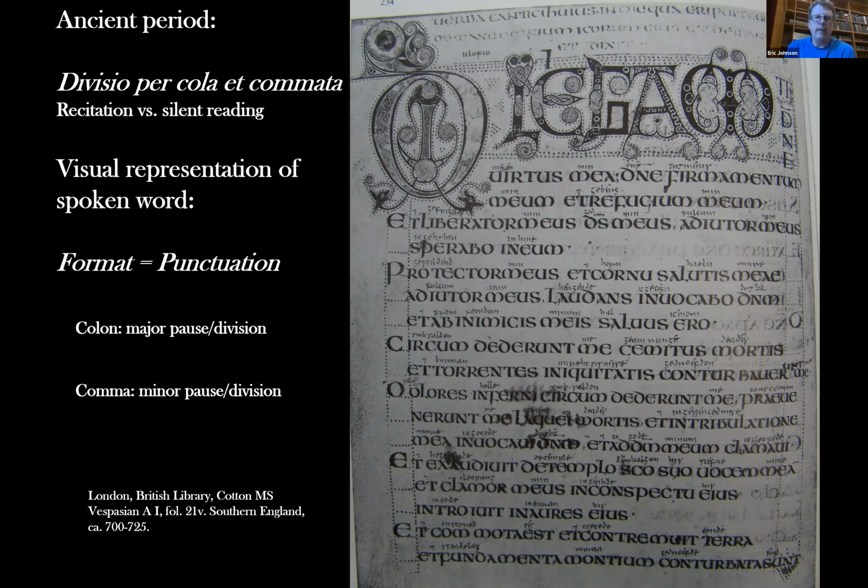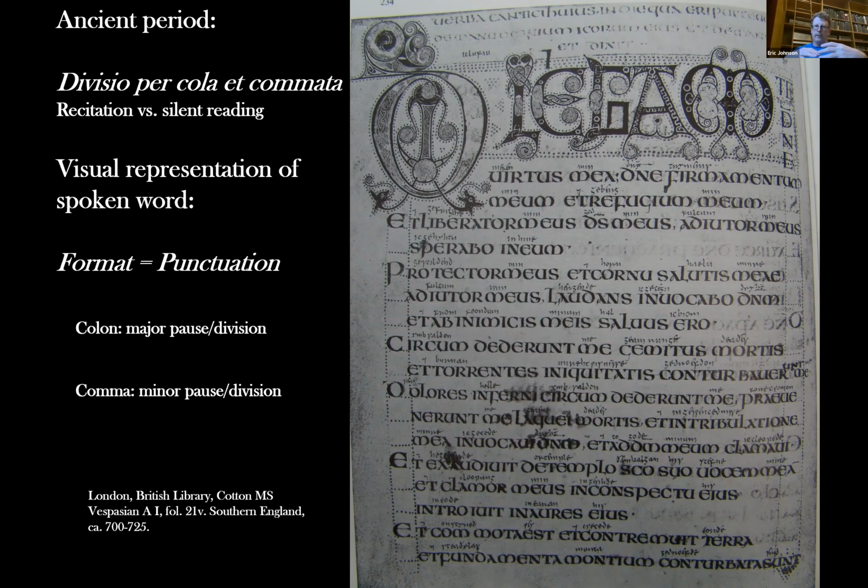And what it does here is basically impose punctuation by format or by page layout. If you look at this image on the right here, you'll see that we have these capital letters that begin on the left, and then there will be indentation irregularly in the lines underneath them. What we have here is the division into colon and comma phrases, basically. So the colon is the major pause or division, kind of the intact sentence unit, whereas the commas are the subsidiary clauses within that sentence.